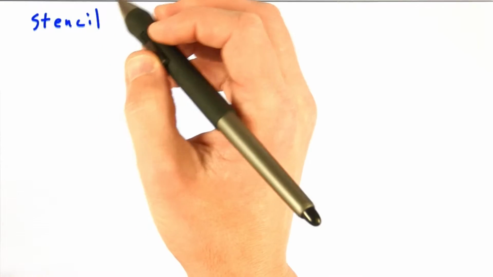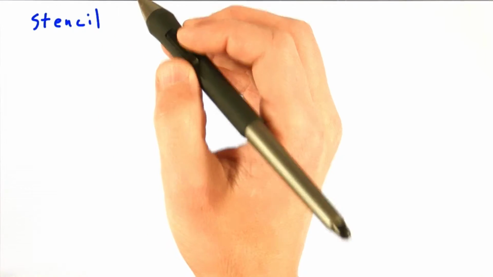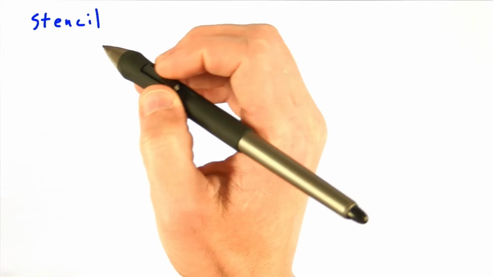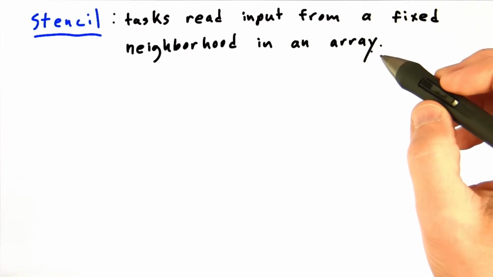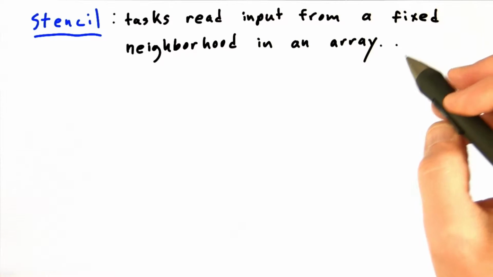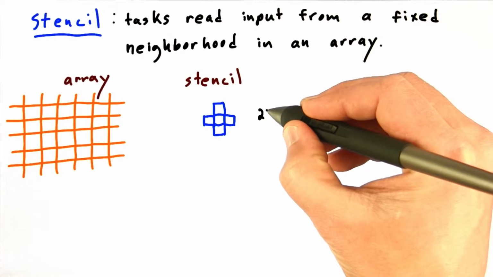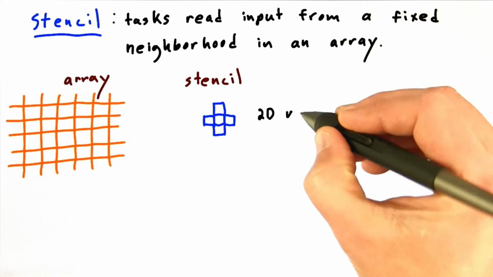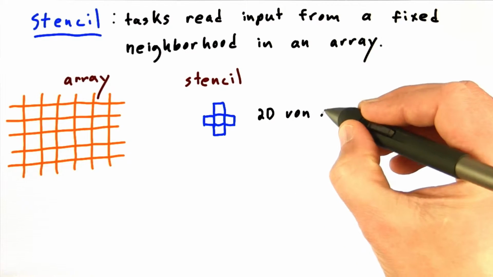So the image blurring example that we've been using actually illustrates another important kind of communication pattern called stencil. Stencil codes update each element in an array using neighboring array elements in a fixed pattern called the stencil. This is the stencil pattern we saw before. It's technically known as a 2D von Neumann stencil.